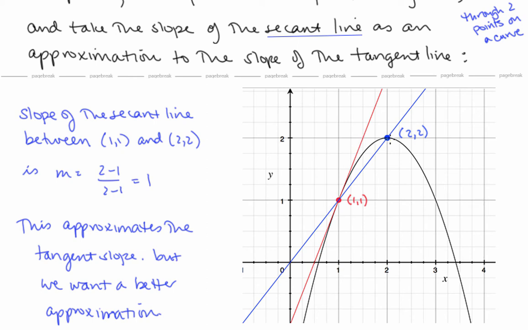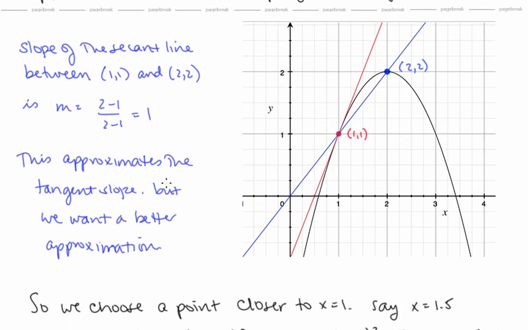So this slope is going to be 2 minus 1 over 2 minus 1, so that slope is equal to 1. And so this is an approximation to the red tangent line slope that we're looking for. But it's not a very good approximation. So let's try to get a little bit closer of an approximation by, instead of using the point where x is equal to 2 on our parabola, let's let x equal maybe 1.5.